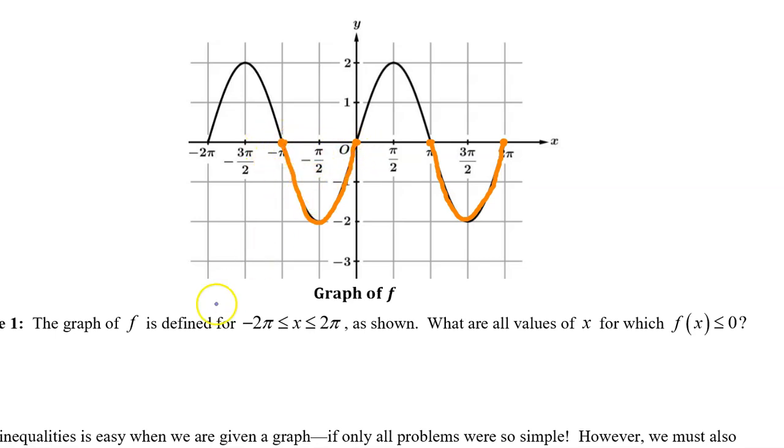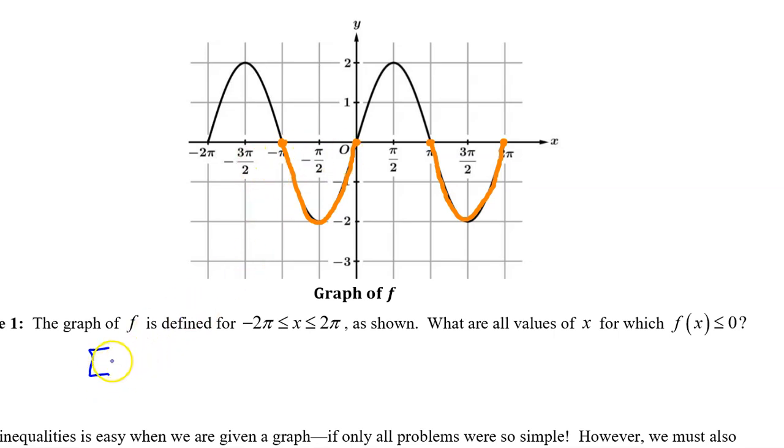So that's on the interval from negative pi to 0, including negative pi and 0, because we want to know where f of x is less than or equal to 0, so we should include these two endpoints where f of x is equal to 0. We will show that the endpoints are included by using a bracket on our interval notation.